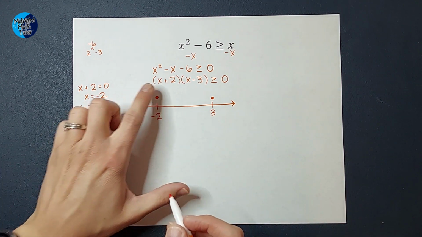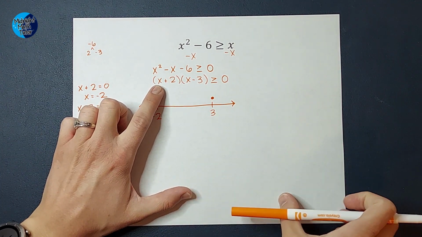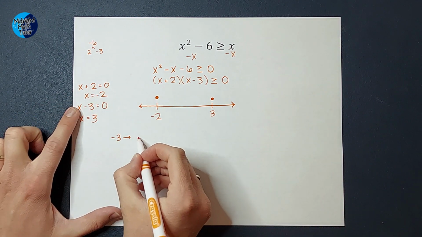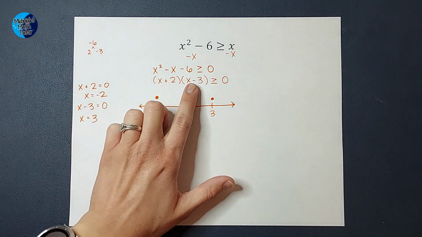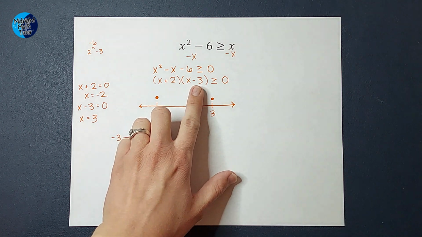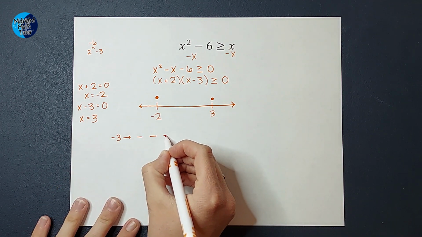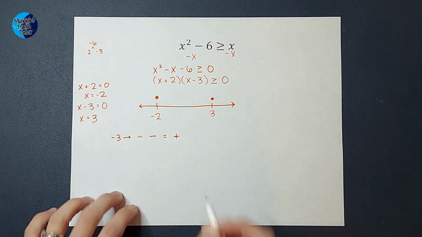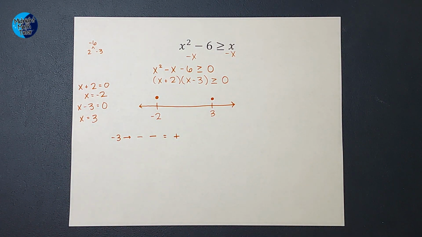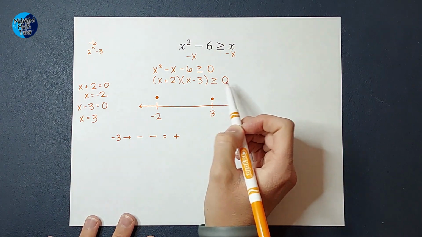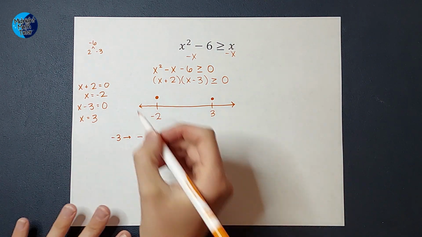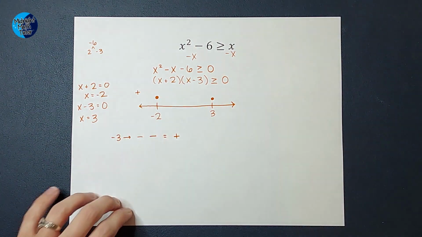So if I were to plug in -3, -3 plus 2 would give me a negative number, right? And -3 minus 3 would also give me a negative number. When I multiply those together, I would get a positive number, right? If you want to figure out what the exact number would be, go for it. But I'm only worried that it's positive, which is greater than or equal to 0, right? So right here, we're positive, okay?